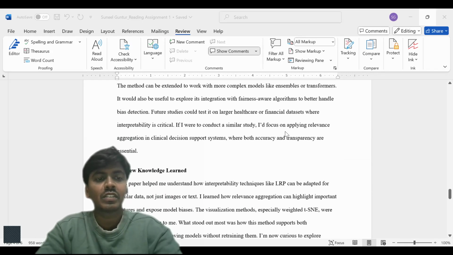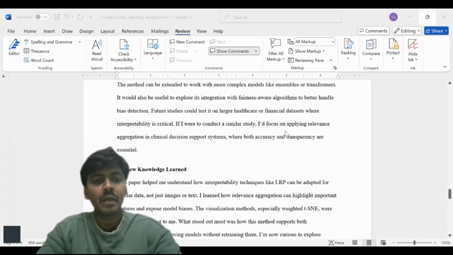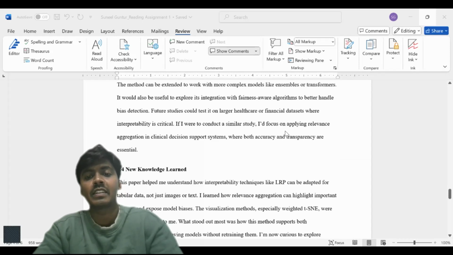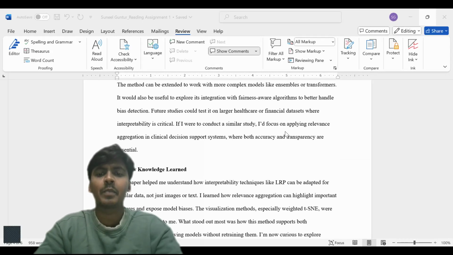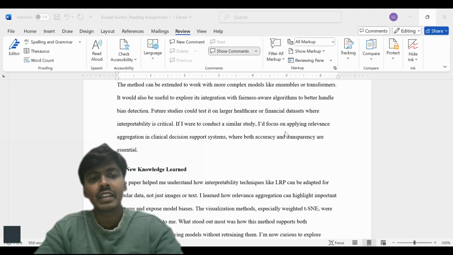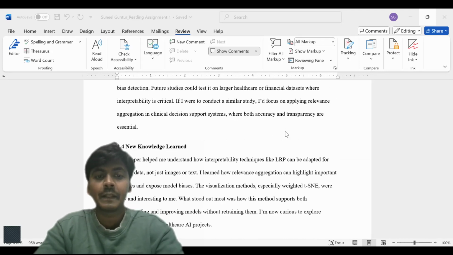Coming to future research, this paper helped me understand how interpretability techniques like LRP can be adapted for tabular data, not just images or text, and combined with fairness-aware algorithms to address biases. It can also be applied to larger healthcare datasets and finance datasets. It can be used by clinical decision support systems for transparency.